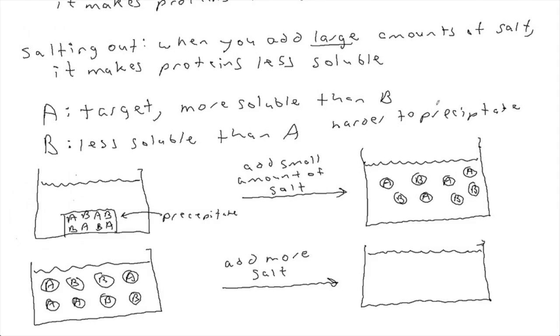Precipitate means to clump together to form on the bottom. So that's the opposite of dissolving. That's right. I should have clarified those terms. Precipitating is the opposite of dissolving. I should have clarified that before. That's important. Yes. So A would be harder to precipitate because it's more soluble than B.